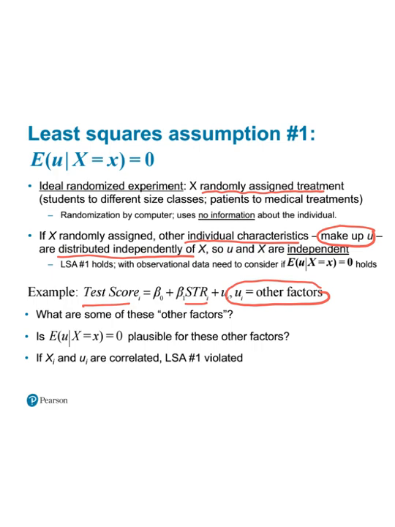Those are other factors that we're not controlling for, potentially. So if it's true that our independent variable X is uncorrelated and independent of our error term, all these other things we're not controlling for, then this expected value equal to 0 is plausible. But if they are correlated, then least squares assumption number 1 is violated, and that means that our estimator for beta 1 is problematic. We'll talk about that in due turn.